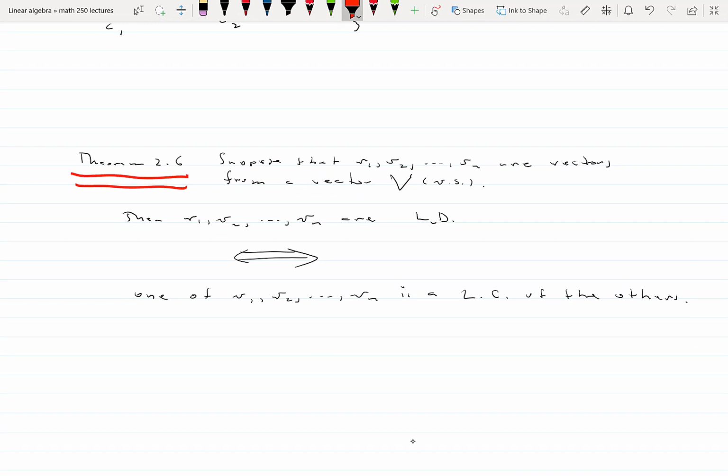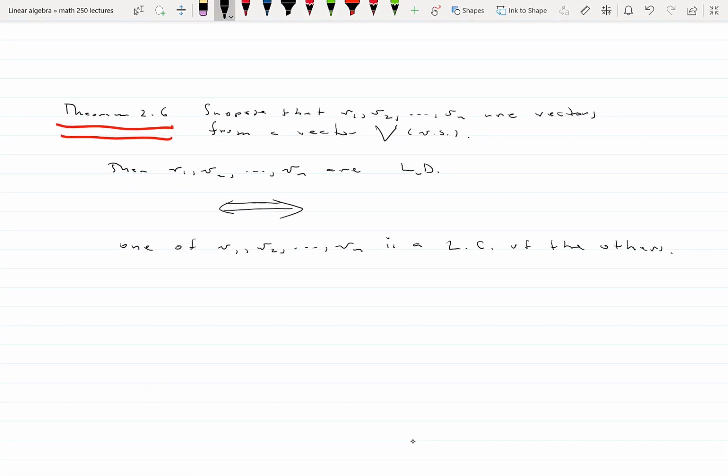Theorem 2.6 from your text says, suppose that you have n vectors, v1 to vn, from a vector space V. Then those vectors are linearly dependent if and only if one of the vectors is a linear combination of the others. And the proof is instructive. The proof is very good for you, so I want you to see it. We're proving the general case that linear dependence and one vector being a linear combination of the others are absolutely equivalent ideas.